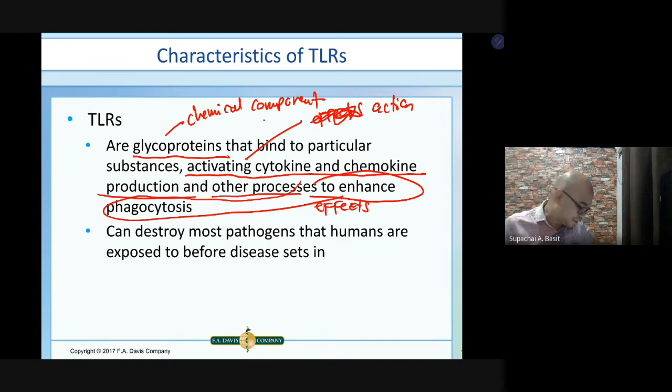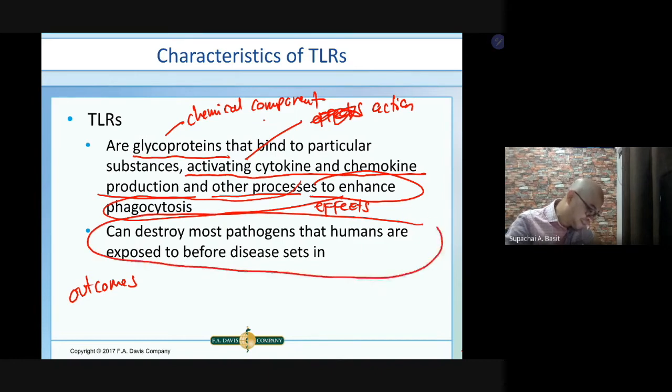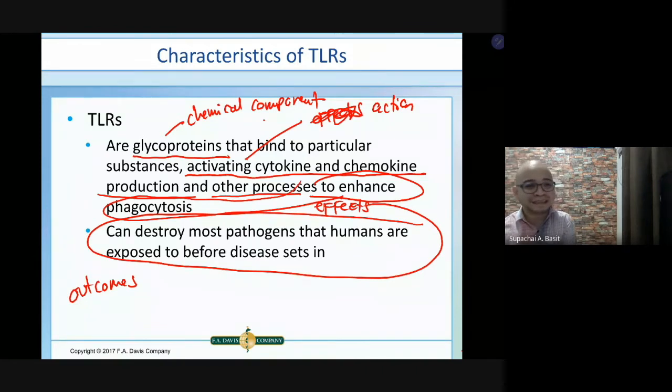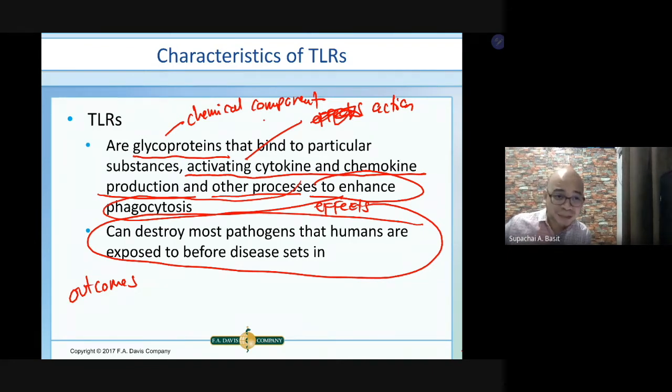Therefore, the outcome of that effect is that they can destroy most pathogens that humans are exposed to, even before the disease. Even before the actual war has begun, we have a preemptive response against these particular pathogens. So again, in summary, TLRs are chemical glycoproteins. Action: activate cytokines and chemokines. The effect is to enhance phagocytosis, and the outcome is to destroy most pathogens, like a preemptive response.